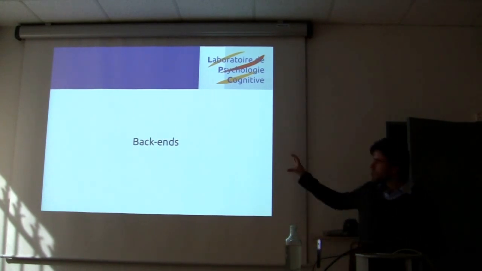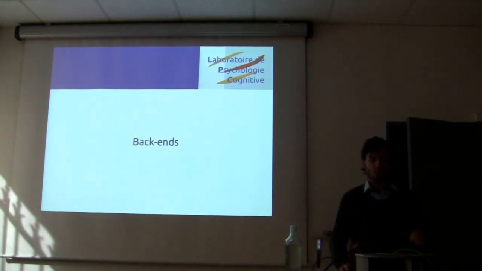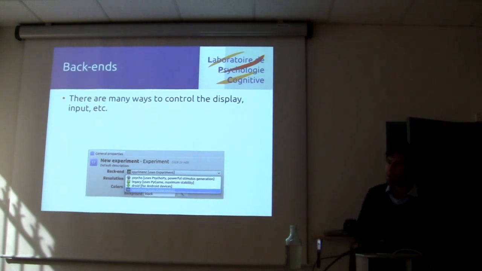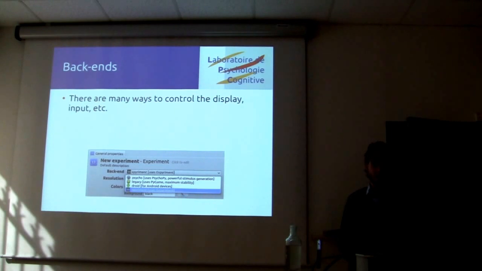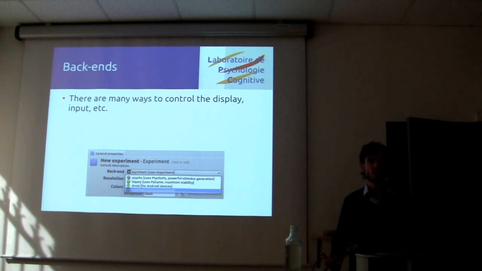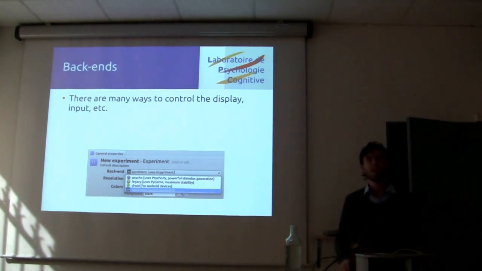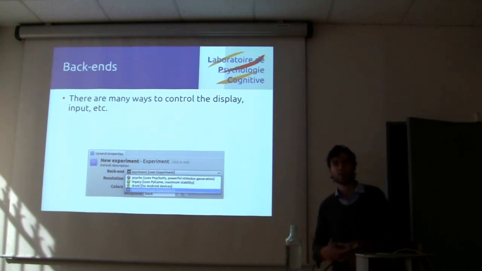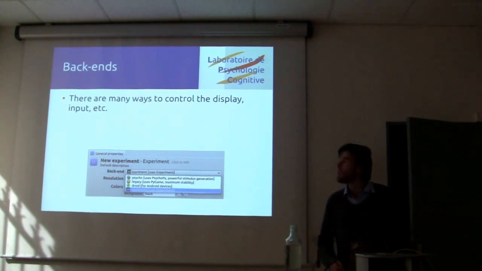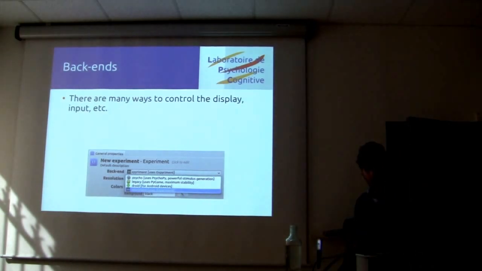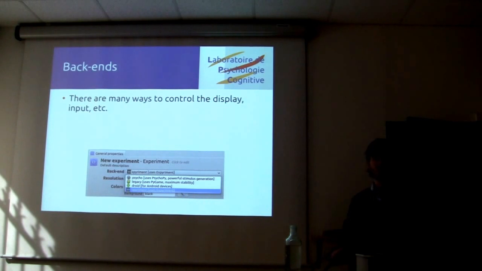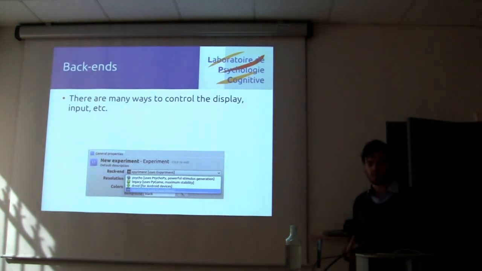Now, a little bit of technical background: backends. If you have a program, there are always many different ways in which this program can control the display, collect keyboard input, etc. Meaning that there are just a lot of software libraries that basically do that same task. And each of these software libraries has its own advantages and disadvantages. Now, the nice thing about OpenSesame is that it is not tied to one particular backend, not tied to one particular way of, for example, presenting stimuli on the display.